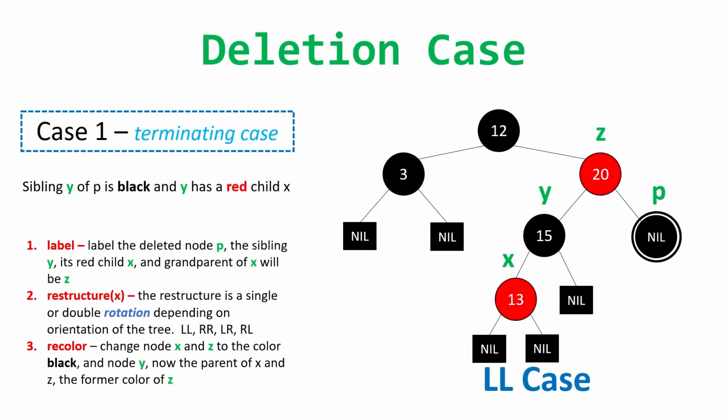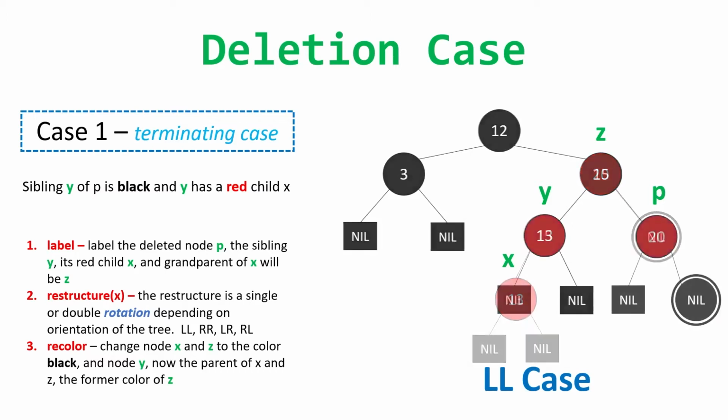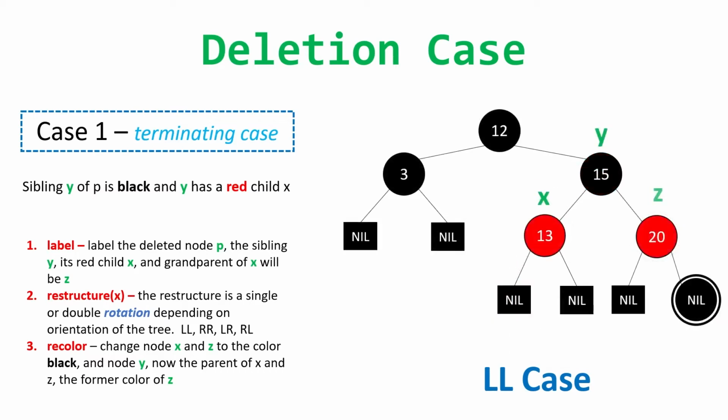The next thing we do is restructure. We say restructure X, and if it's a single rotation, we'll end up rotating around Y. In this case, this is an LL case. Just like insertion, we start at Z. Its tallest child is the left child, and Y's tallest child is its left child. So this is a left-left case. We do a single right rotation around Y, just like this, and we relabel.